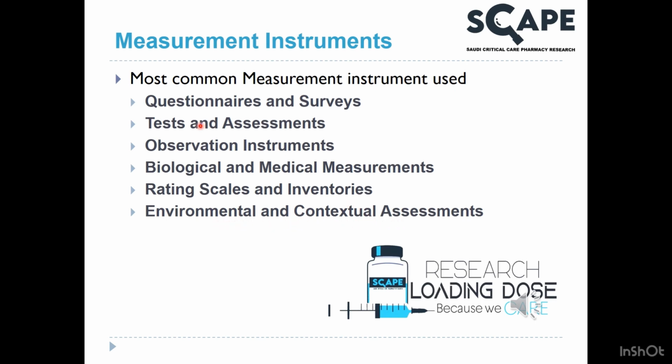Although I'm not going into the detail of all these types of measurement instruments. So in a nutshell, I would say that measurement instruments can be a collection of multiple items or questions which are developed in such a way to measure a specific objective. They can be a questionnaire assessing attitude, behavior, or psychological traits. Okay, so now let's go to the next slide.